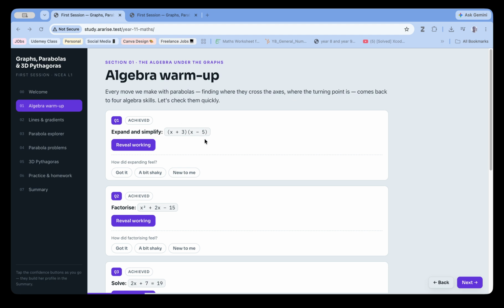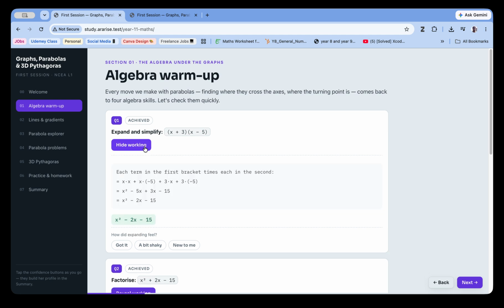x plus 3 times x minus 5. Here's the one rule you need. Every term in the first bracket has to multiply every term in the second. So follow me. x times x, that's x squared. x times negative 5, that's negative 5x. 3 times x is 3x, and 3 times negative 5 is negative 15.